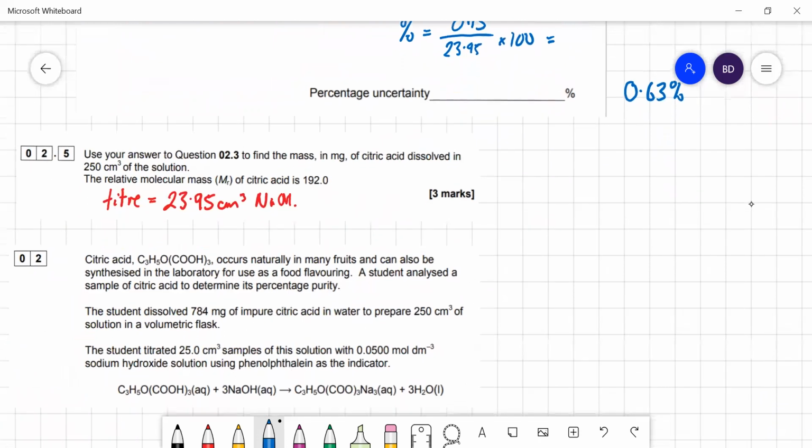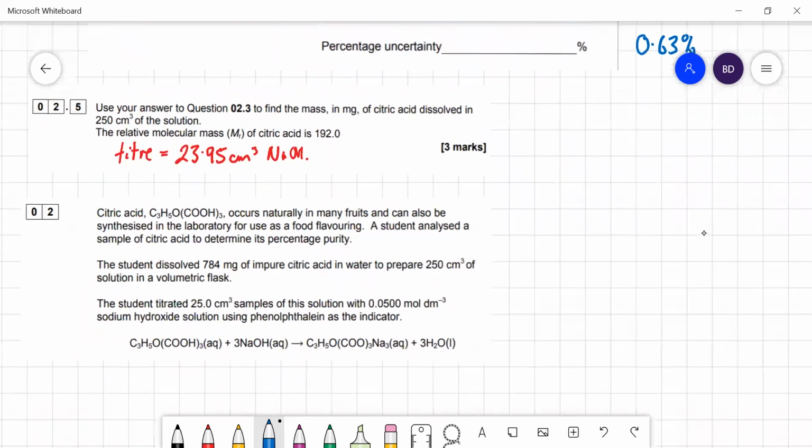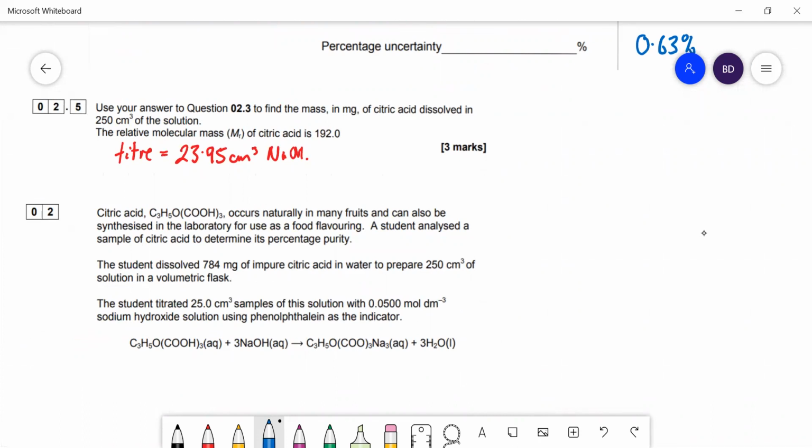Okay, now I pasted the information again here. What we've got to do is use your answer to question 2.3, that's the titer, to find the mass in milligrams of citric acid dissolved in the solution. Let's read what it says here. They made up a 250 solution in a volumetric flask, and they put in there 784 milligrams, let's put that in grams, 0.784 grams of citric acid.